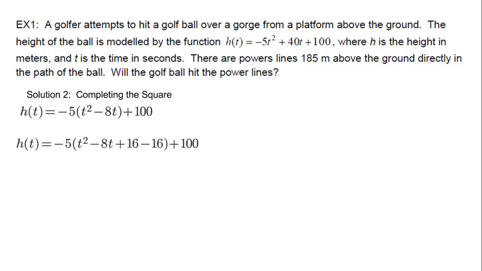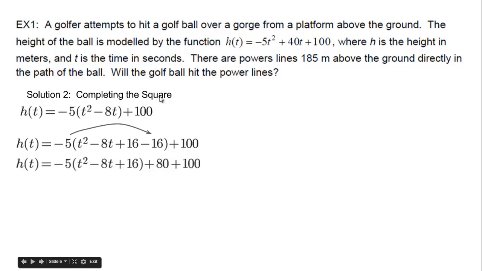Take the 8, divide it by 2, and square it. We get 16. So we add that 16 and subtract it immediately. So all we did was put the plus 16 and the minus 16 in there. Get the -16 out by multiplying it by -5. So all we did here was get the -16 out, change it to plus 80. That's where the 180 comes from.